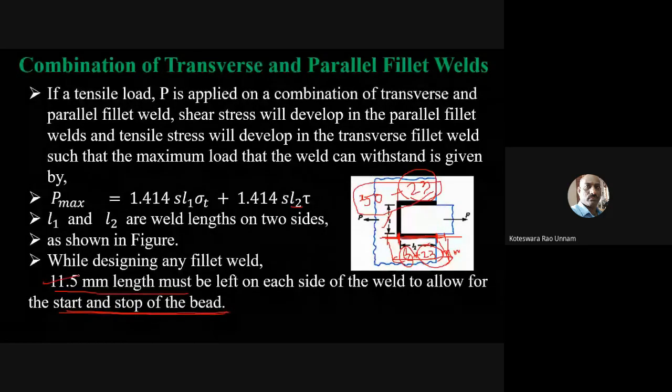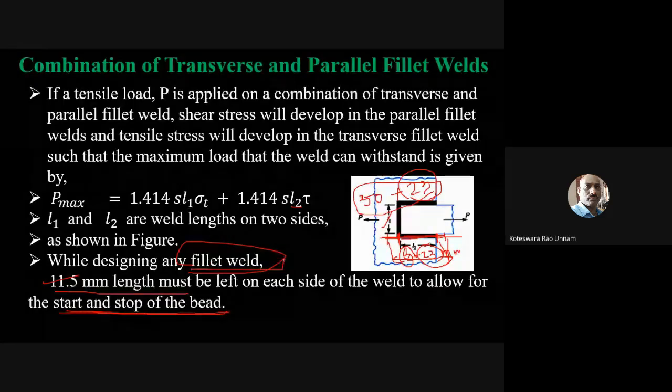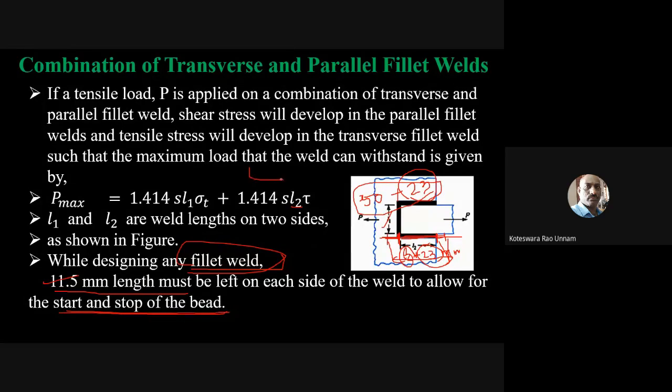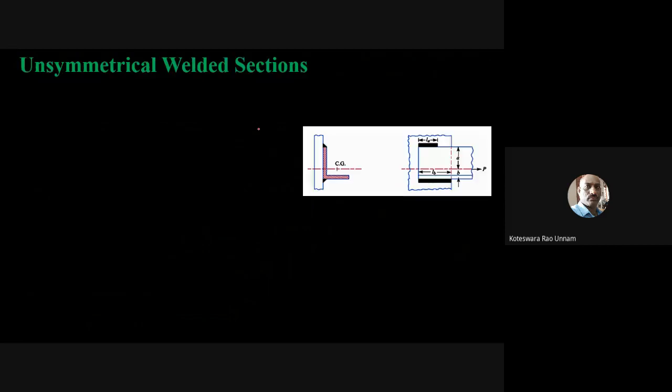So this is also one important point. This is only for fillet welds, that is, lap joints, not for butt joints. In a butt joint you don't have that type of option, because you are placing the plates side by side. You cannot overrun or start before, so that option is not available in butt joints. Only in fillet joints do you need to provide this additional length to the weld. So this is how you can find the strength of the joint when you have a combination of parallel and transverse fillet welds.